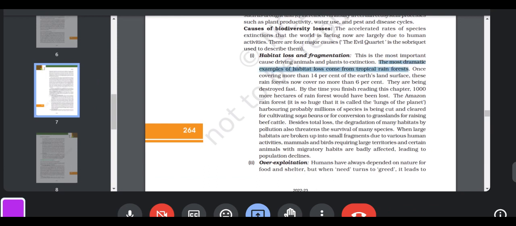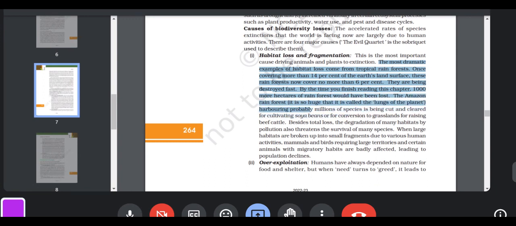The most dramatic example of habitat loss comes from the tropical rainforest, once covering 14% of the Earth's land surface. This rainforest now covers no more than 6%. Okay, they are being destroyed fast. By the time we finish reading this chapter, thousands more hectares of the rainforest would have been lost.